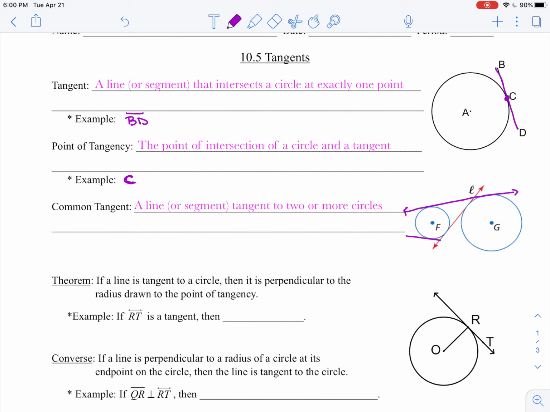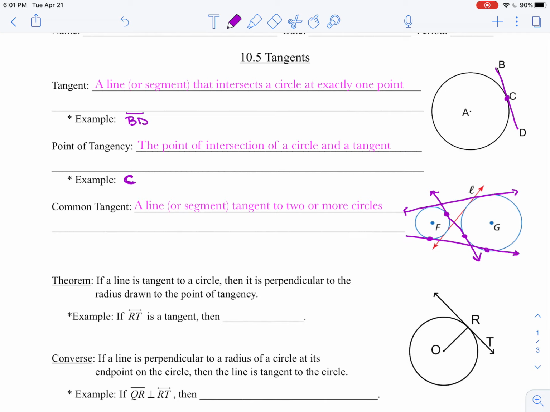There's a third common tangent drawn approximately like this. And one more that goes between the two circles this way. A common tangent touches two circles, each at exactly and only one point.